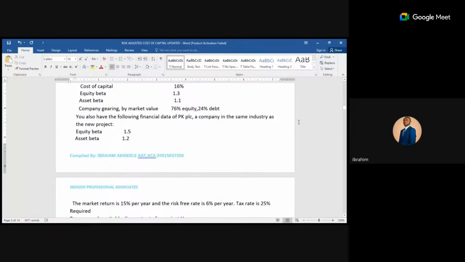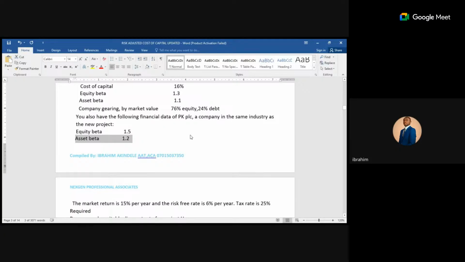First, this step two is to calculate the asset beta of the proxy company. But the asset beta of this proxy company is given to be 1.2. Thank you so much for that. Makes sense. The asset beta is given already, right? So we don't need to calculate the asset beta.